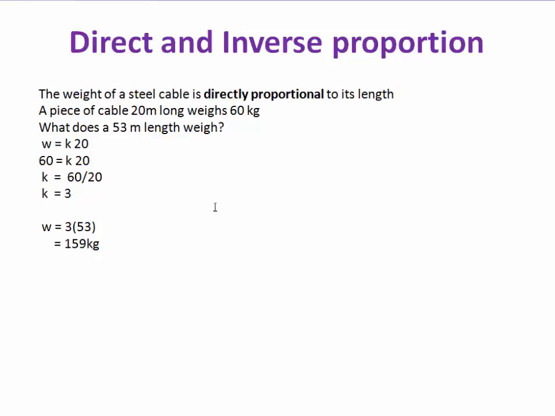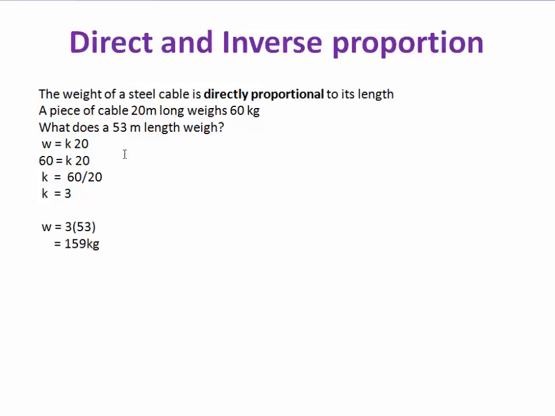So let's do a simple direct proportion question. The weight of a steel cable is directly proportional to its length. So read the question. And also, like we said, if something increases and leads to an increase in something else, that's usually a direct proportion. A piece of cable 20 meters long weighs 60 kg. What does a 35 meter long length of the same cable weigh?